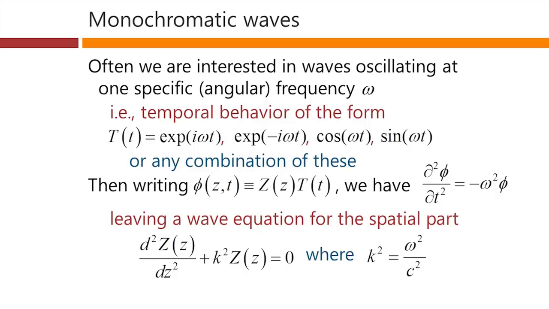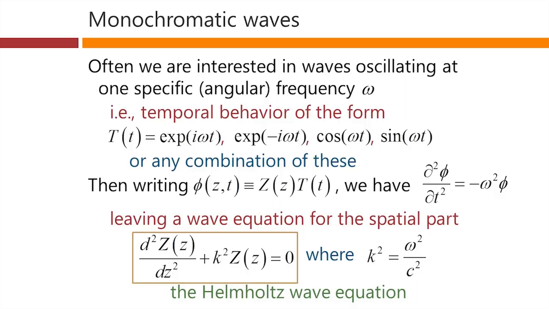So when we look at the wave equation, because we can substitute for d2 phi by dt squared being minus omega squared phi, our wave equation for the spatial part that is left turns into this form, where k squared is omega squared over c squared. So we just simply substitute this expression for the time derivative into our wave equation, and we're left with this part here for what's going on with the spatial part. And this is called Helmholtz's equation, which we encountered before.